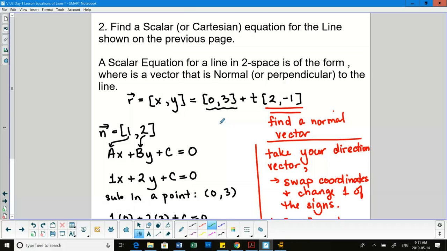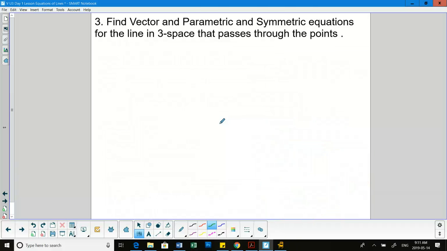Okay? Going into 3D. For 3D, we have our vector equation, we have parametric, and we have symmetric. And it's going to pass through these points right here. Let's say we have point A, which is (2, -1, 3), and point B, (5, 1, 1).